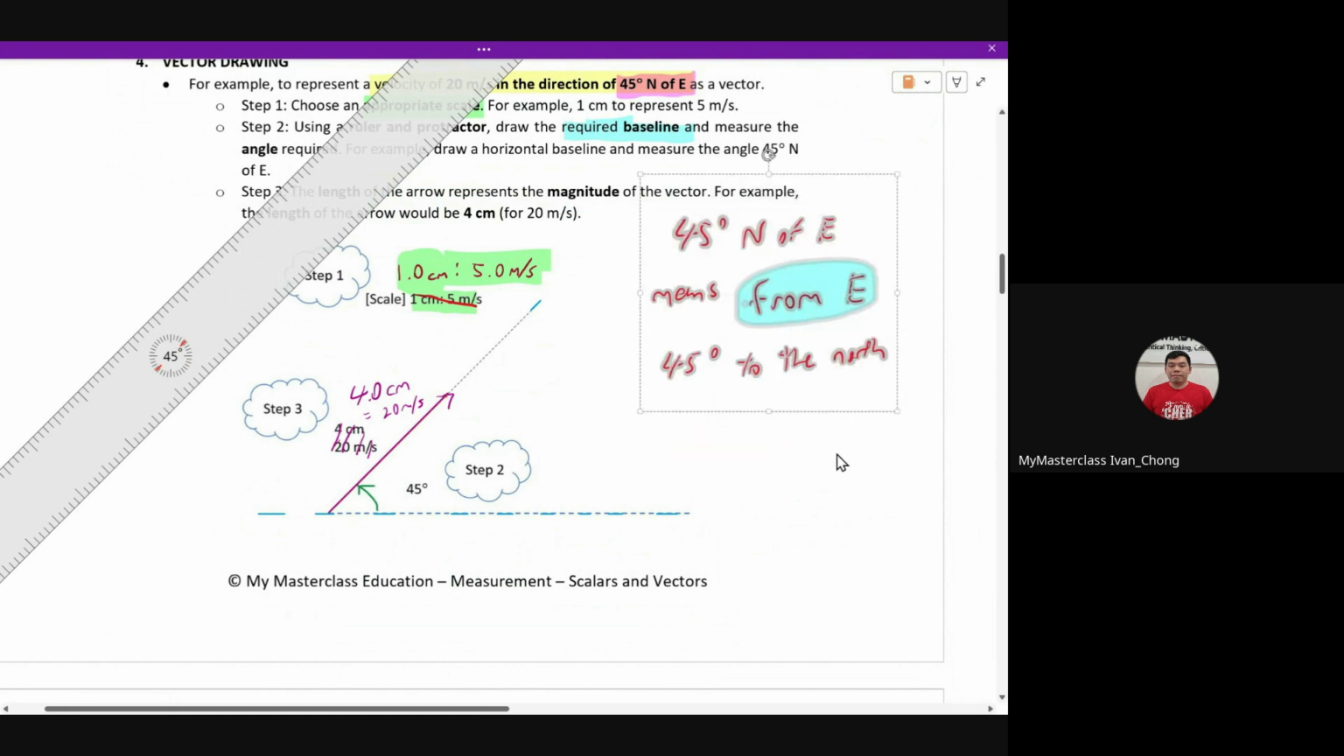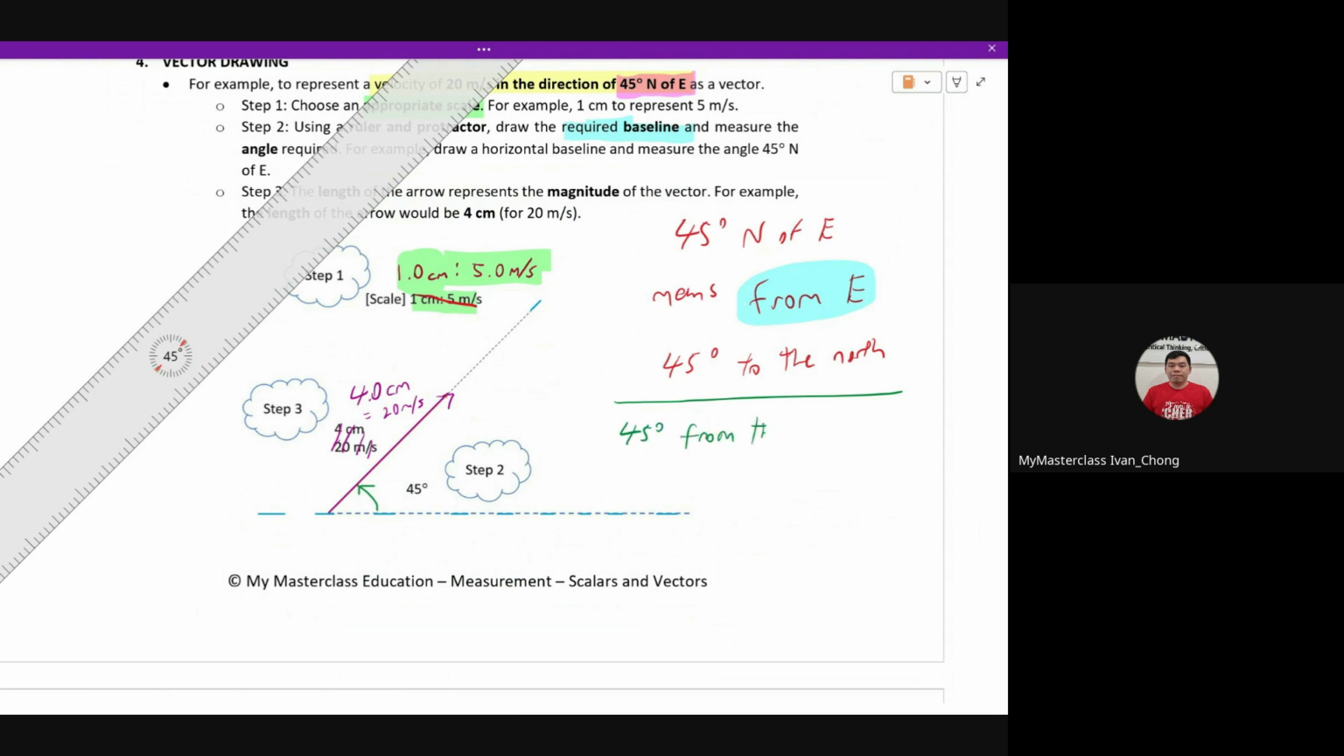Now, what I meant just now by the direction is that not all schools will present it this way. Some schools will phrase it as 45 degrees from the horizontal. So instead of using north, south, east, west, they use the vertical and the horizontal. Or it'll be 45 degrees above the horizontal. This is what they mean by this.